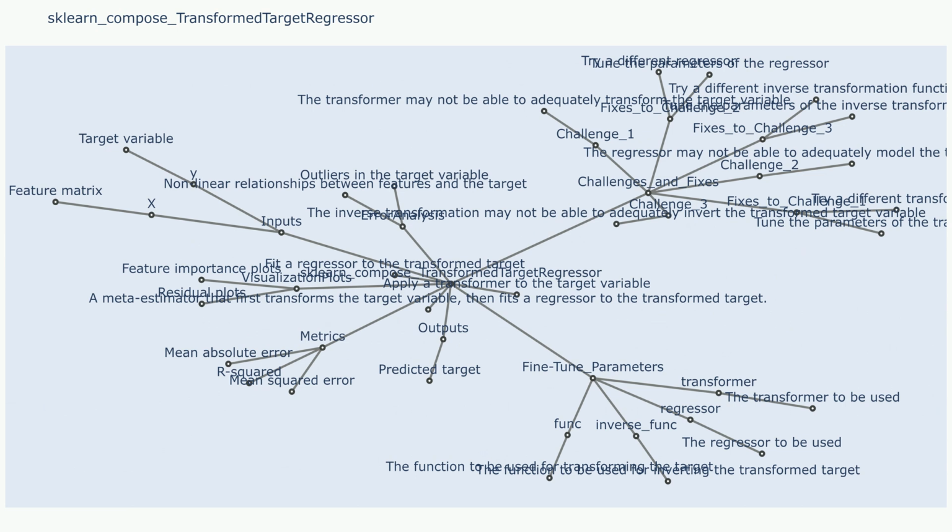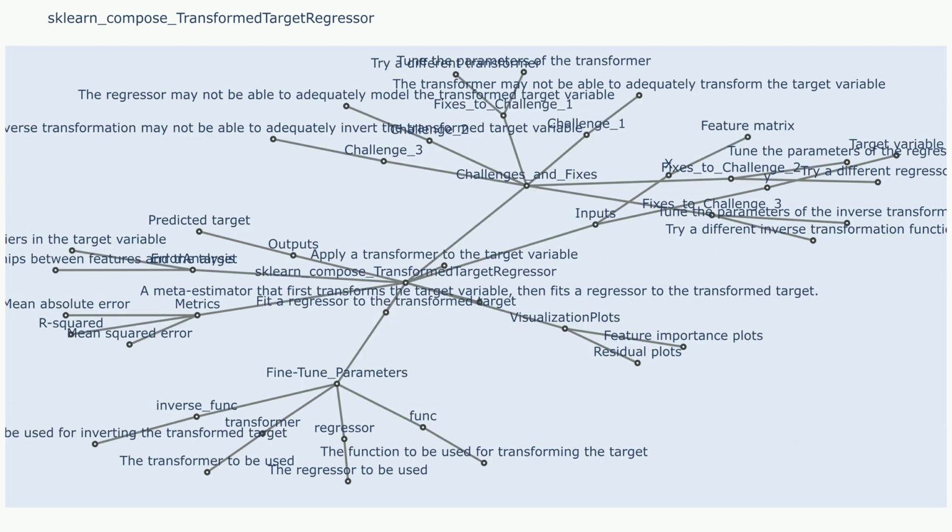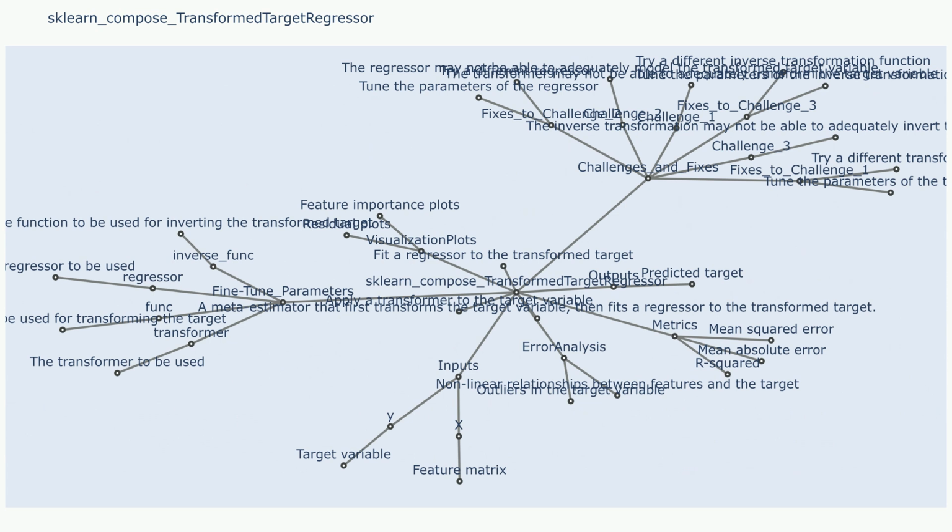Challenges and fixes. Challenge 1. The target variable may not be transformed in a way that is suitable for the regressor. Sample use case that resulted in challenge 1. The target variable is a skewed distribution, and the transformer is a log transformation. The regressor is a linear regression model. Fixes to challenge 1. Try a different transformer, such as a Box-Cox transformation. Use a regressor that is more robust to nonlinearity, such as a support vector machine, SVM.